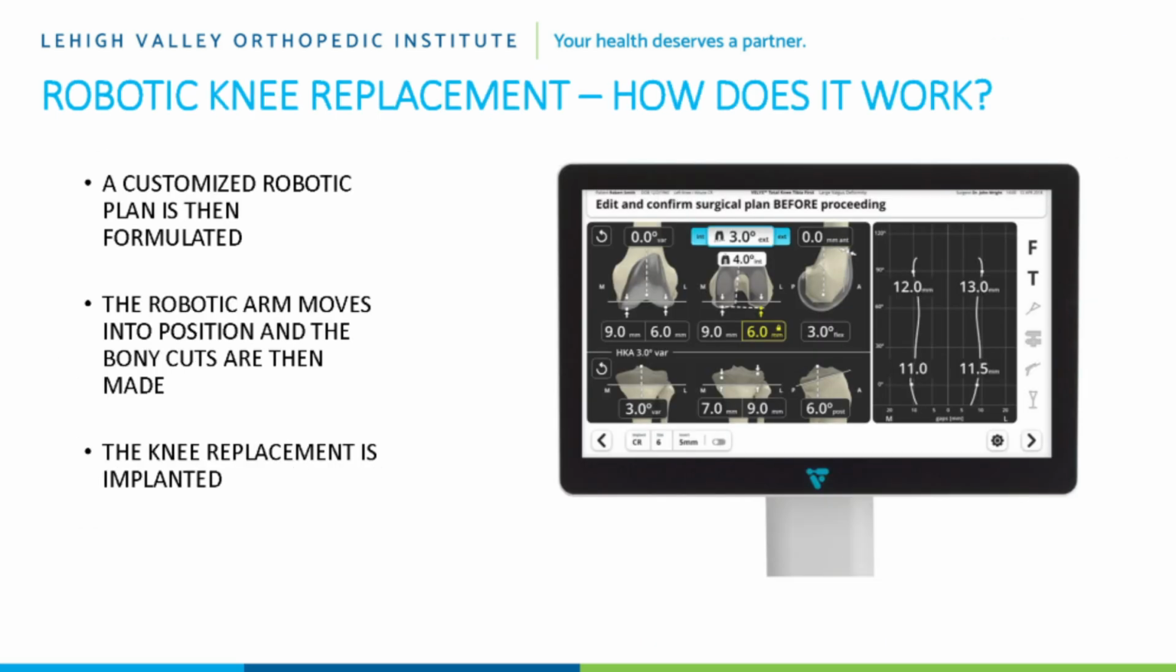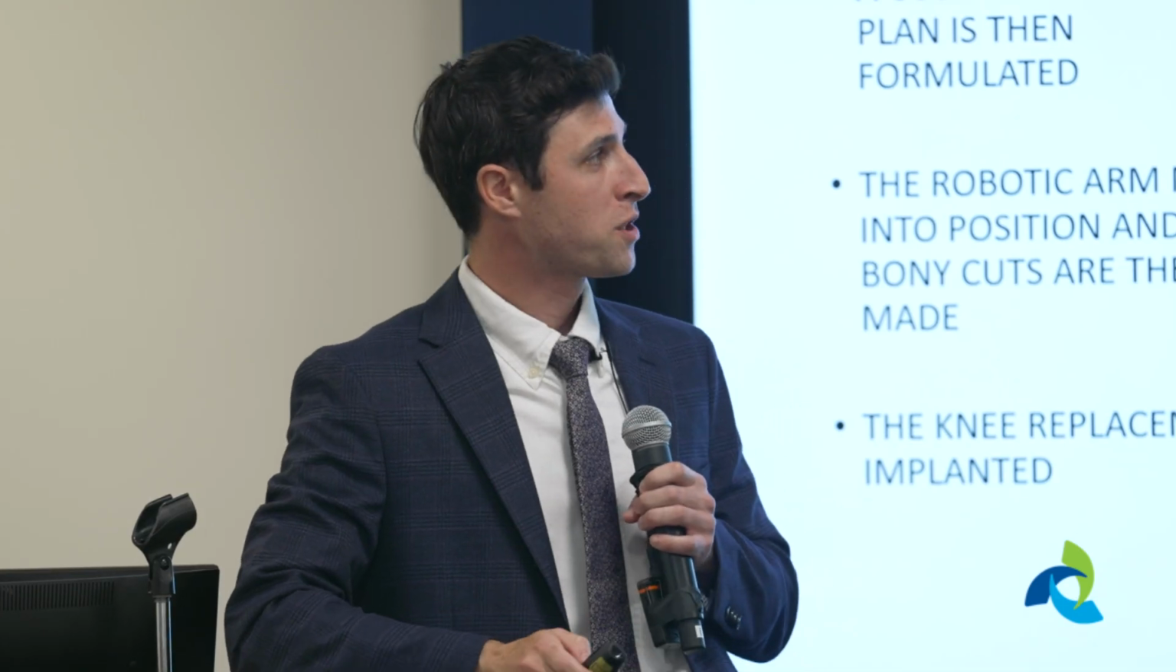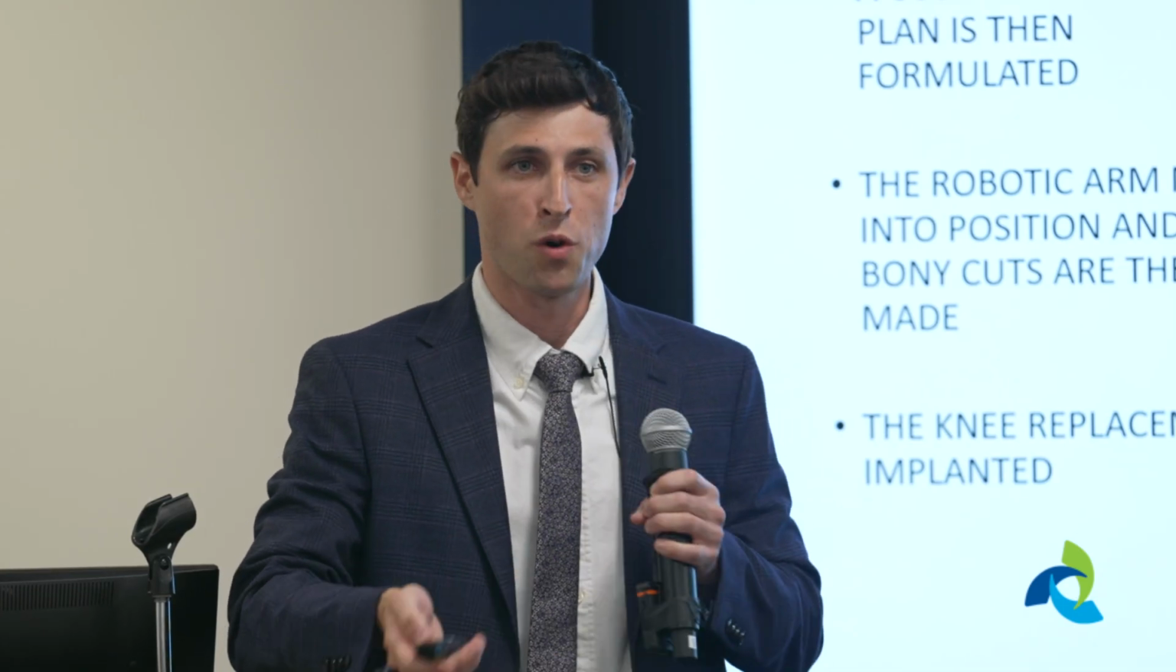And this is just a screen showing what that planning will look like, and we can plan how much or how little we want to resect, how we want to position the parts in the knee in 3-dimensional space. It also gives us the ability to balance the knee throughout the entire arc of motion, so we know when we leave the operating room that your knee is as balanced as it could be. And then after that, once we make those cuts, the knee replacement is implanted like normal.